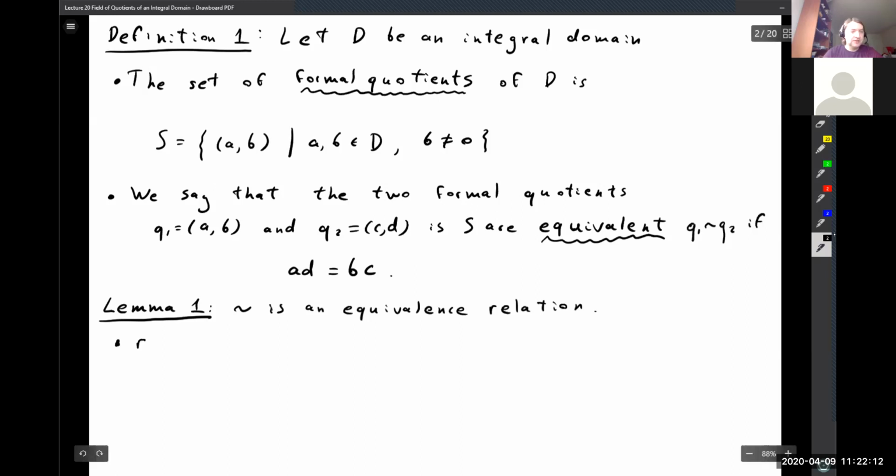So first, reflexive. It is reflexive. Okay, so we know that AB equals BA, right? From here it follows that the quotient Q, which is A over B, is related to the quotient Q, which is A over B.